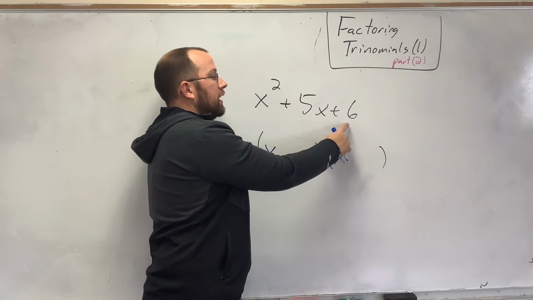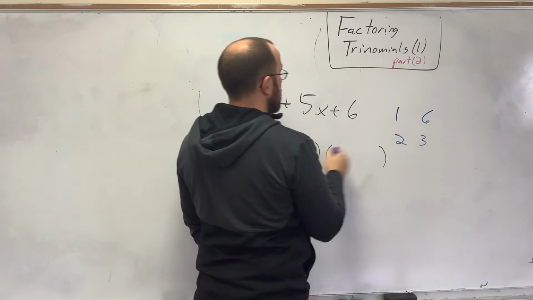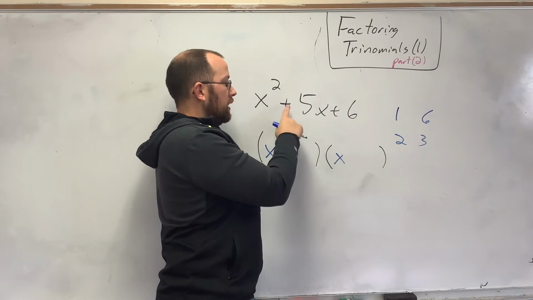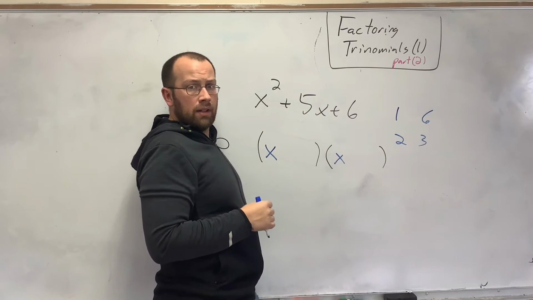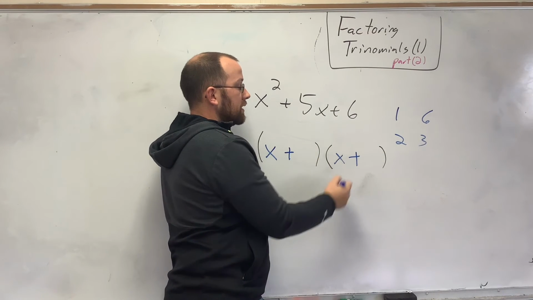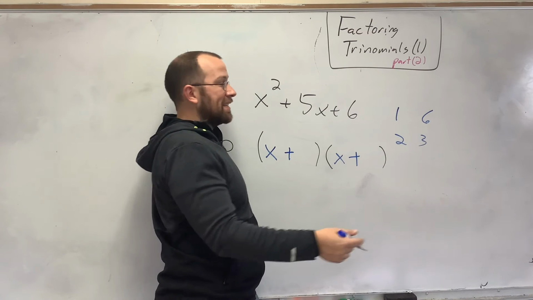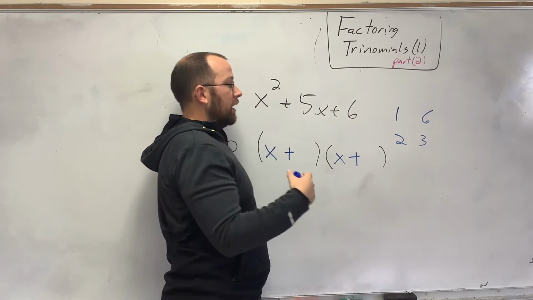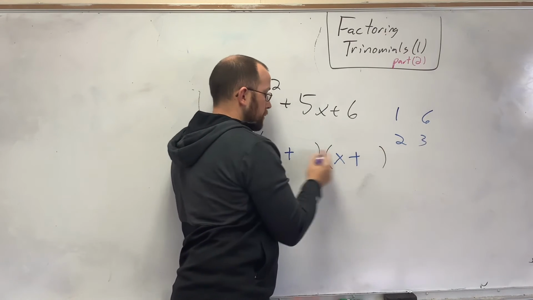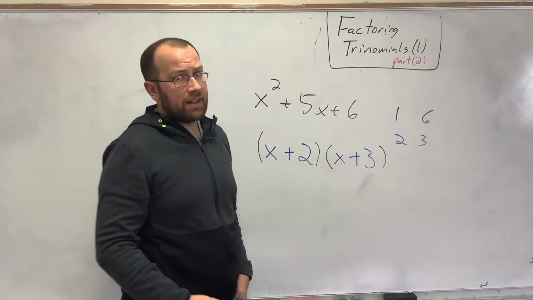Now, I need to take the factors of 6. So 1 and 6, 2 and 3. And if you watch the other part, I have a positive and a positive. So what does that mean? My signs are going to be positive and positive. So what times what gives me 6, but when I add them together gives me 5? 2 and 3. And that is how you factor.